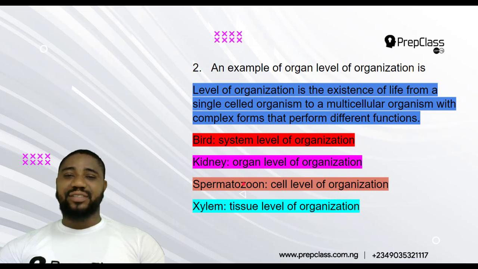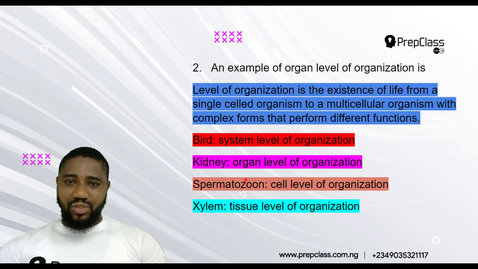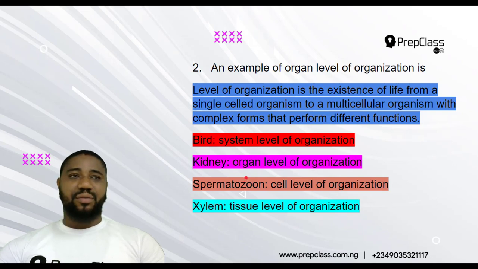Spermatozoa, a sperm cell, is a sex cell that is found in most male organisms. Insects, some worms can produce sperm cells, birds, man, both vertebrates and invertebrates. So spermatozoa or sperm cell belongs to the cellular level of organization. It's a sex cell, so it belongs to cellular organization.